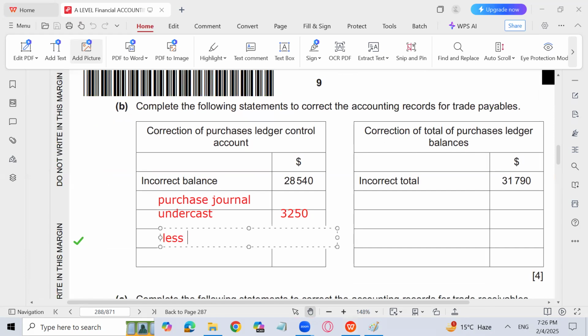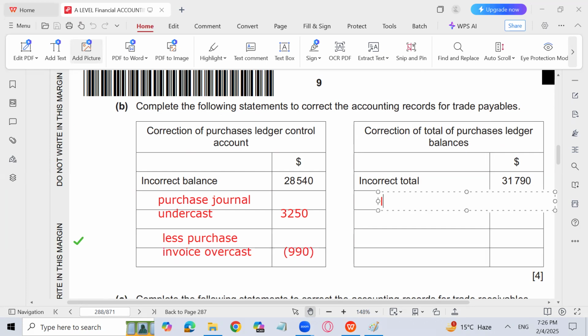Less purchase invoice overcast. You can write anything, that's not a big deal, just you have to write the correct thing. And over here also, I will write less purchase invoice overcast. I will subtract it from here, right? And you will then get the answer.